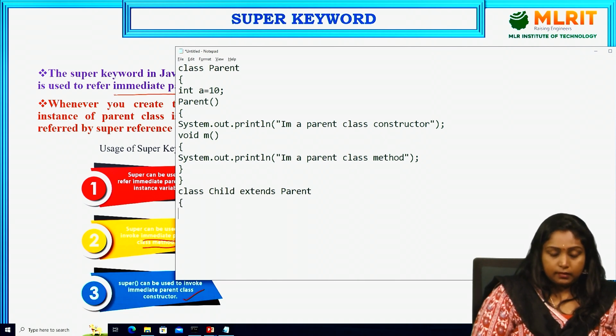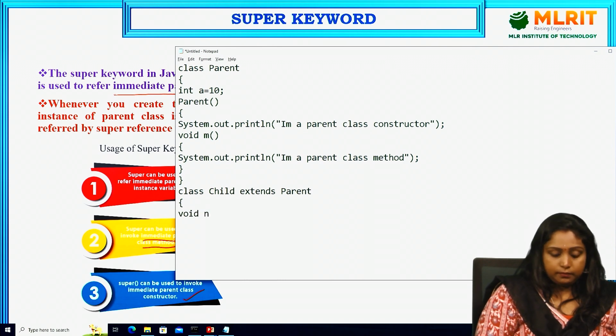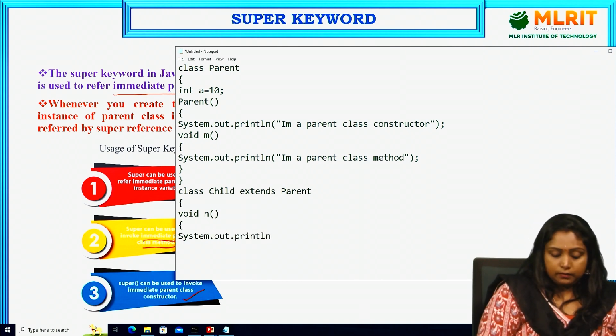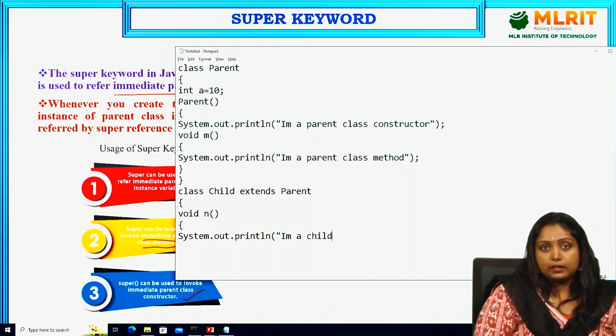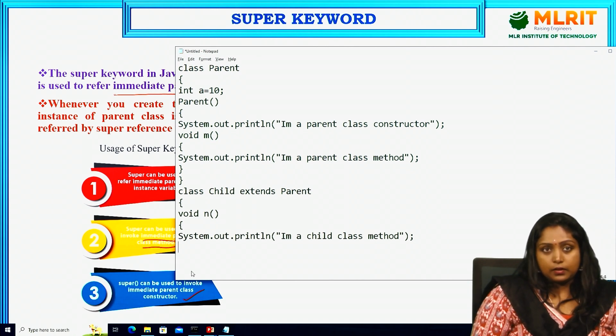Here in this, I'm having a method, void n. I just want to have a method with System.out.println, I'm a child class method. In the same way, I just want to take the parent class constructor also.